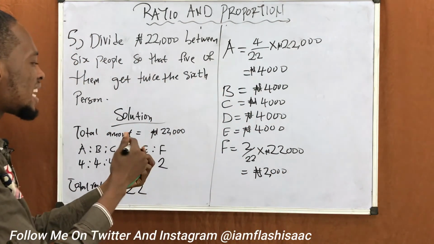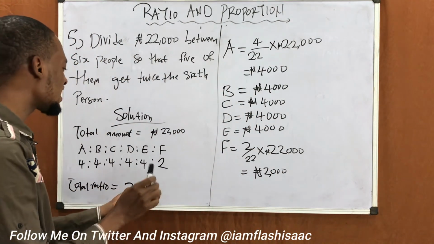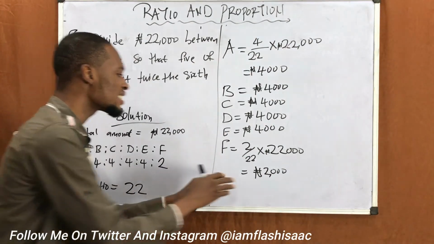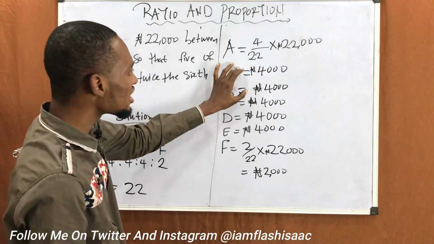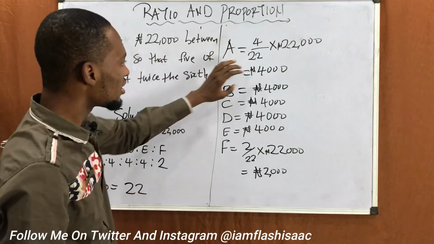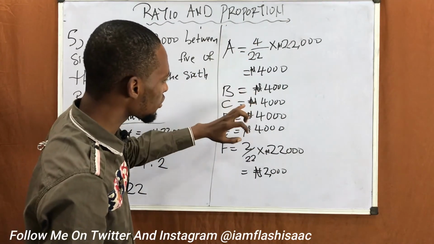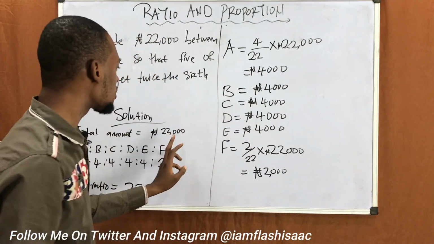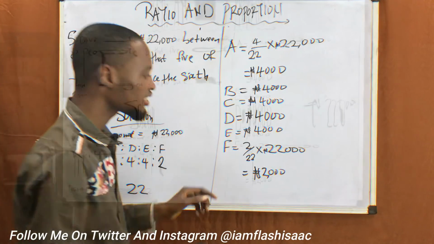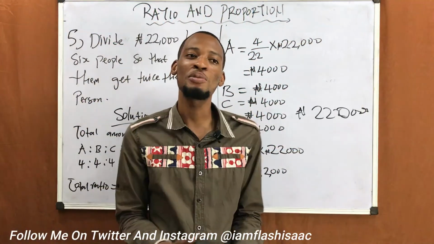So this has shown us that F is actually getting half. The ratio is 2, and F is getting 2,000 naira. If you add everything here, 4,000 naira plus 4,000 plus 4,000 plus 4,000 plus 4,000 plus 2,000, it will give you 22,000 naira. I hope you enjoyed the topic so far.